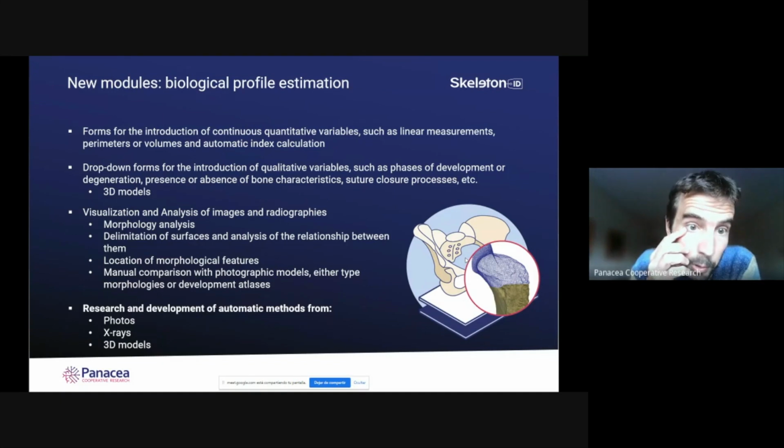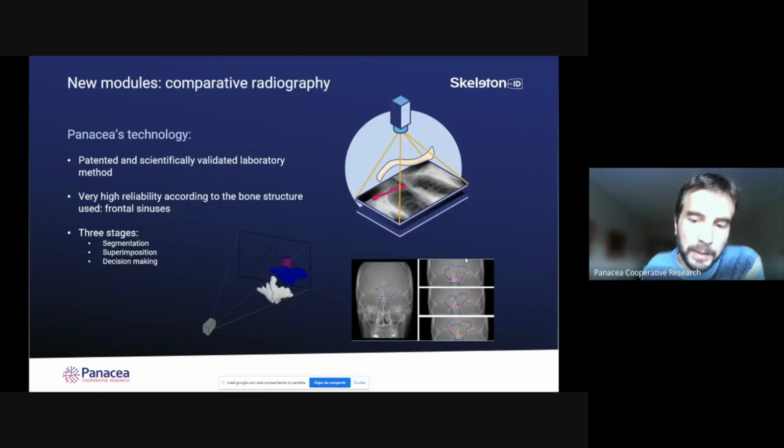We will release a module for biological profile estimation with state-of-the-art methods to also help the anthropologists on this difficult task. And at the same time, in our collaboration with the University of Granada, we are developing completely automatic methods that can estimate the age directly from photographs, X-rays, or scans. So this is also really convenient. It reduces a lot of effort and time.